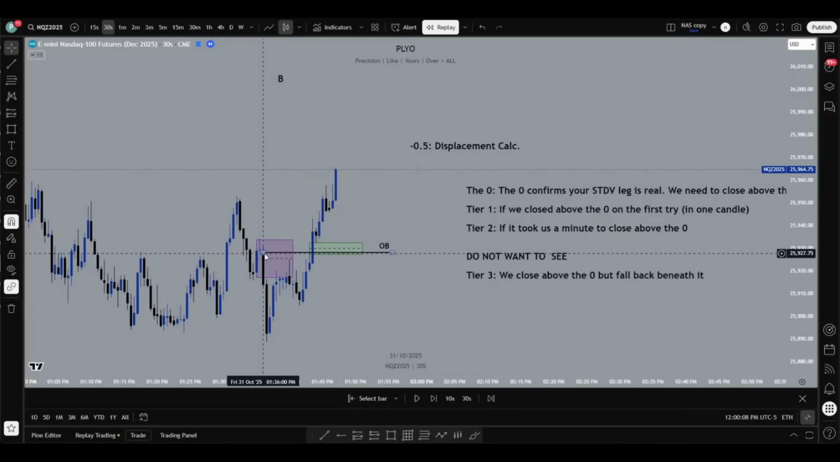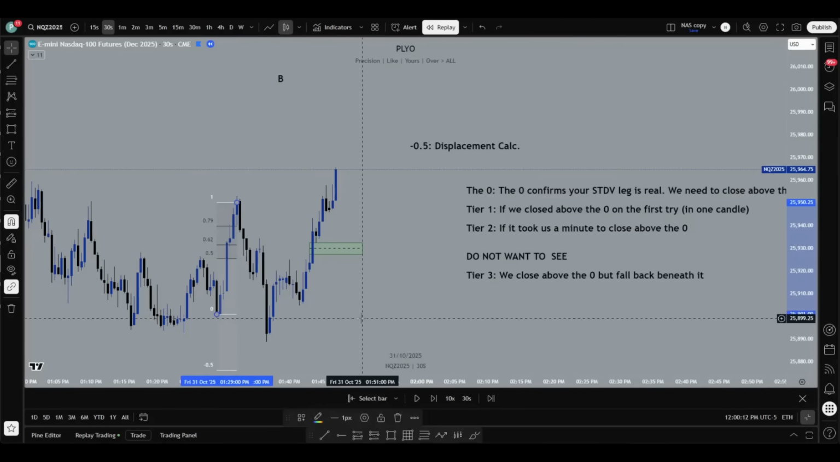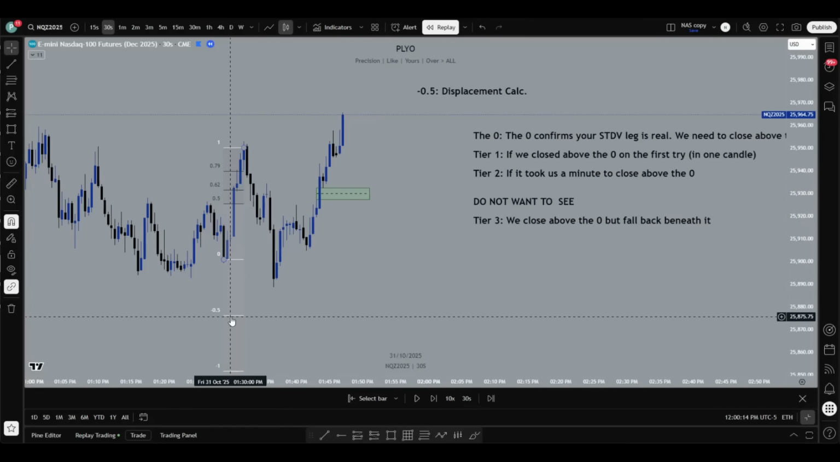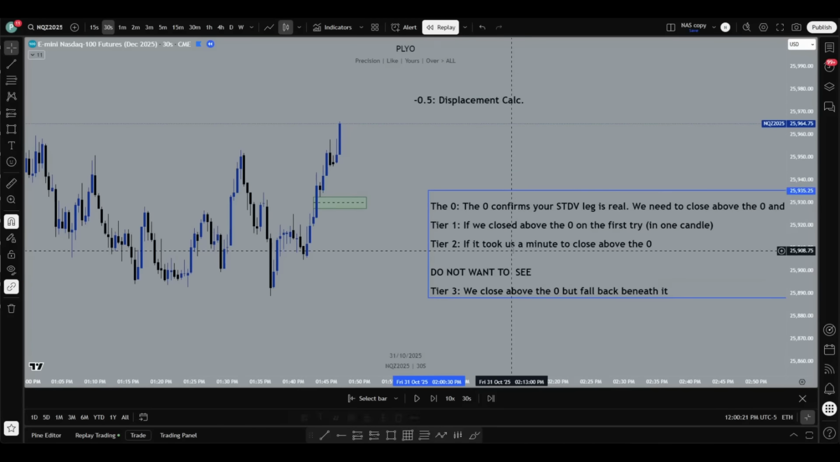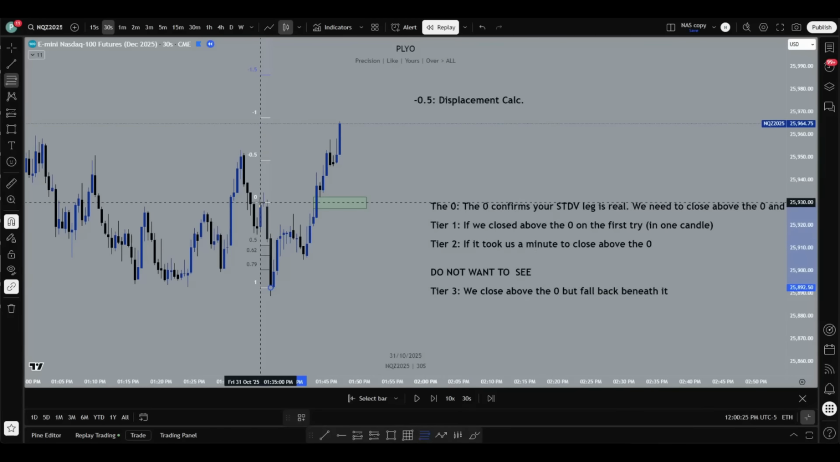And even going back to that other example, let's see, did we stop at the -0.5 here? I don't think we did. Yeah, we didn't exactly stop down here at -0.5. But either way, it's still tier 3. Okay, remember, tier 3 can occur if we do not displace past the -0.5.